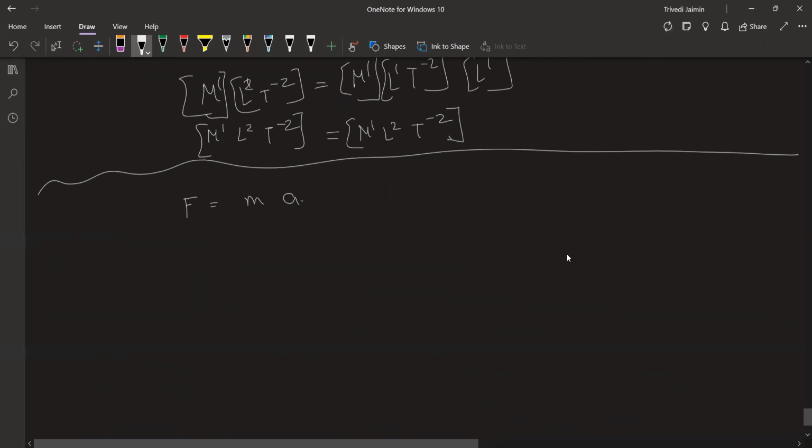Okay, say they didn't give you this formula. They will say force is proportional to mass directly, and force is proportional to acceleration. We know this formula F equals MA. Then how it is proportional, we can find out this way. Let's take this example.